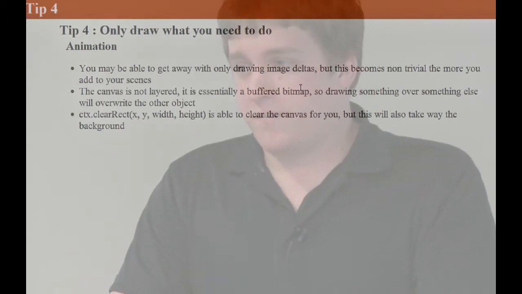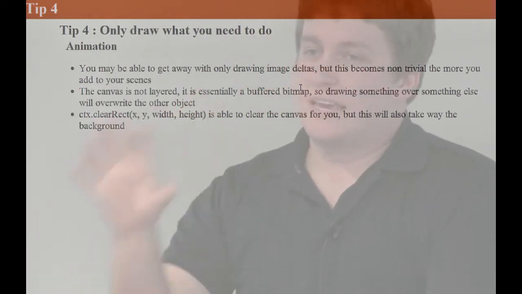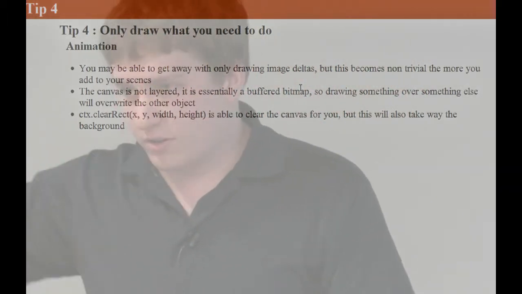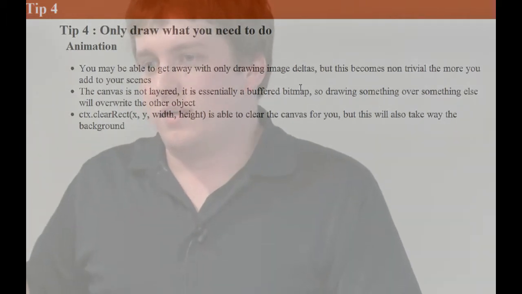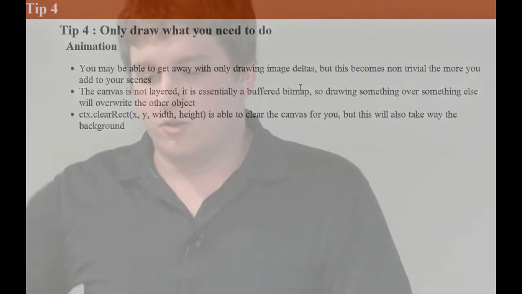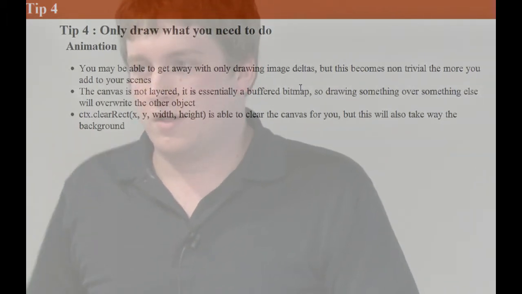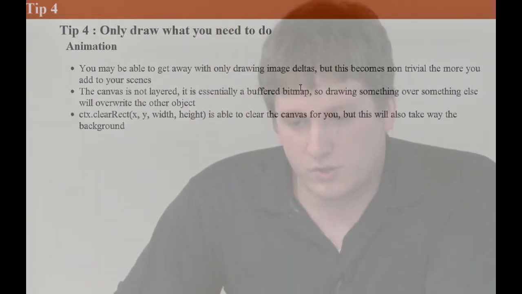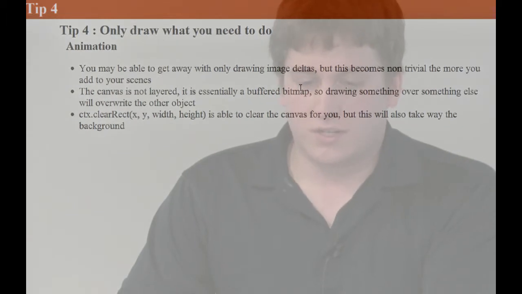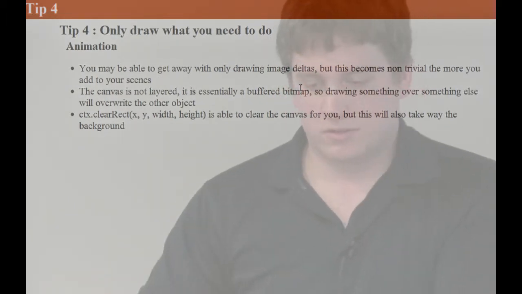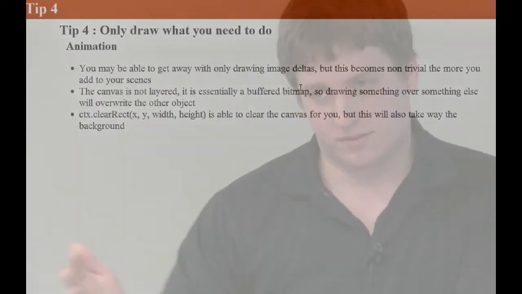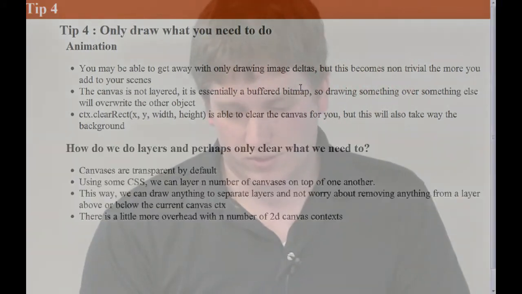The canvas itself is sort of a buffer bitmap. When you draw to the canvas, you essentially draw on it. So if you draw a circle and then you draw a rectangle over it, the circle is going to go away because you just changed those bits in the bitmap and then you drew over them. So you'll lose things. It doesn't have support for layers. Also, you can use the clear rectangle to clear anything away on the canvas, but it's a little bit non-trivial again when you get a lot more things on the screen.